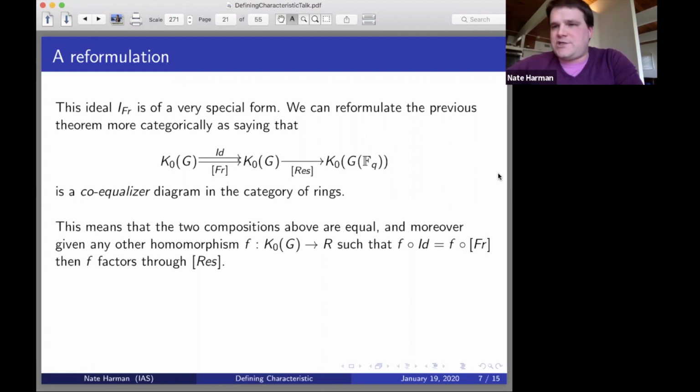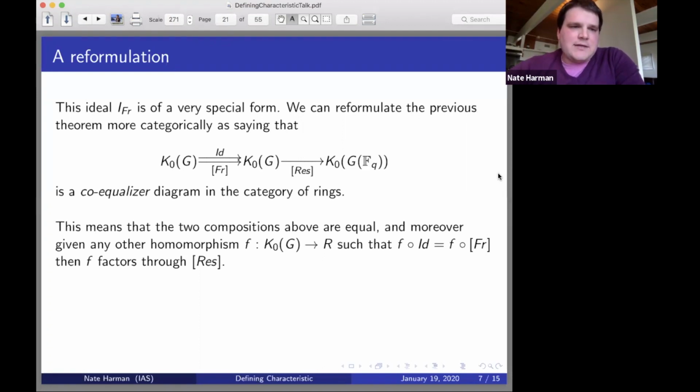This notion of a co-equalizer is just a general categorical notion, and by the usual universal property stuff, if you have two maps between two objects in a category and their co-equalizer exists, it's unique up to isomorphism.